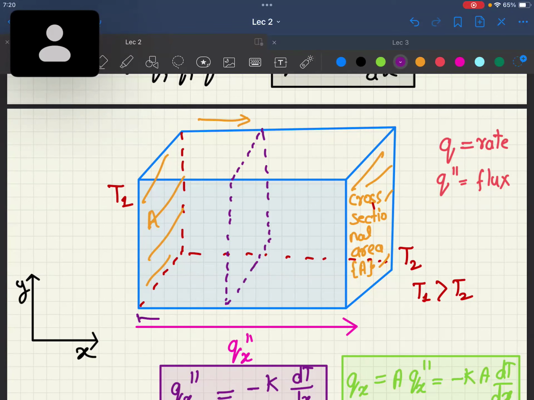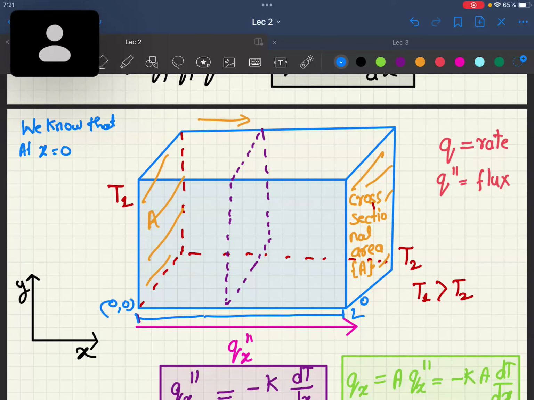Let's say the total length is L, right? So in mathematical terms, what we are saying? We know that at x equal to 0, let's say this is 0, ठीक है, तो x equal to 0 पर temperature is T1, and at x equal to L temperature is T2, but let's say this is at a distance x.